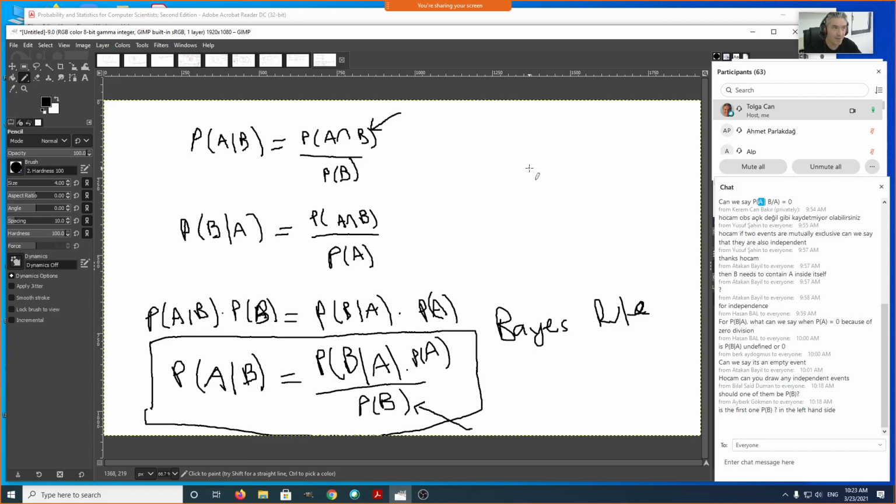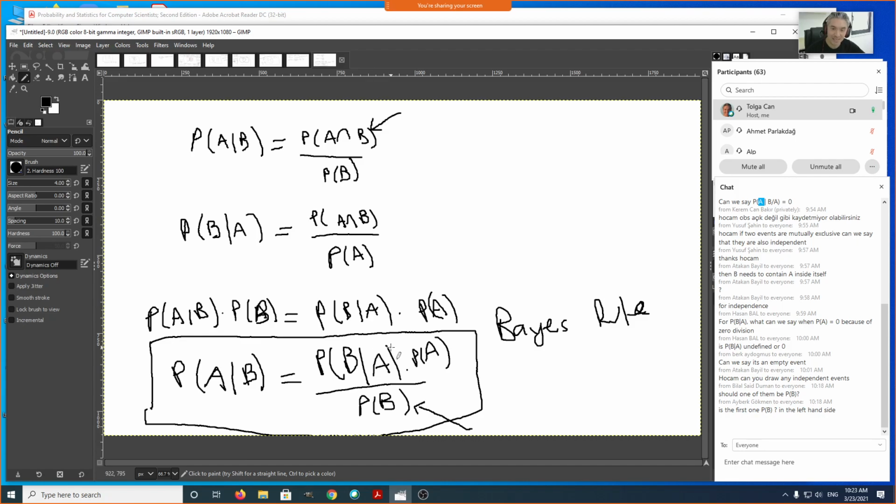And sometimes this may be really counterintuitive. The test is accurate 95% of the time, and I tested positive. Do I have the disease with 95% probability? We tend to think like that, but it's not like that. The Bayes rule tells us that we need to take into account these other probabilities to compute this.